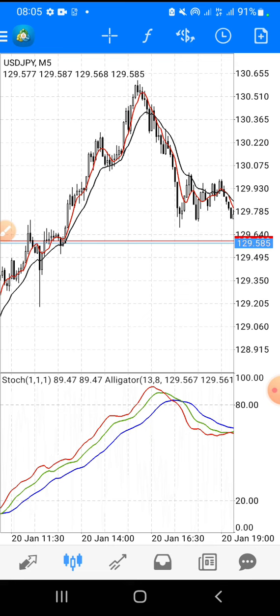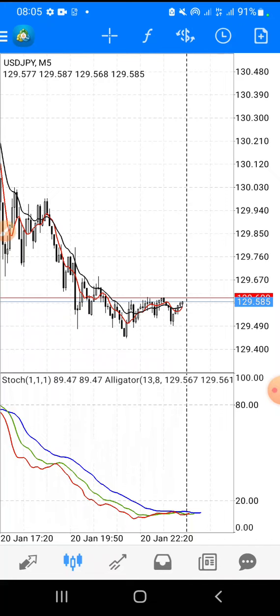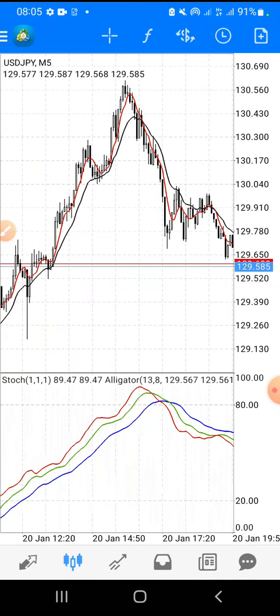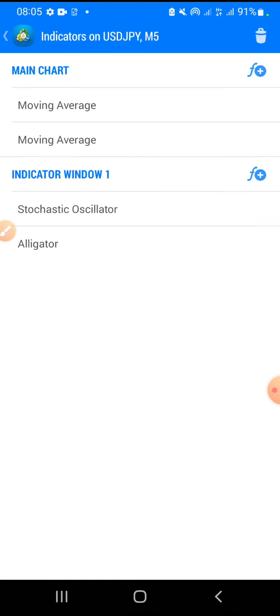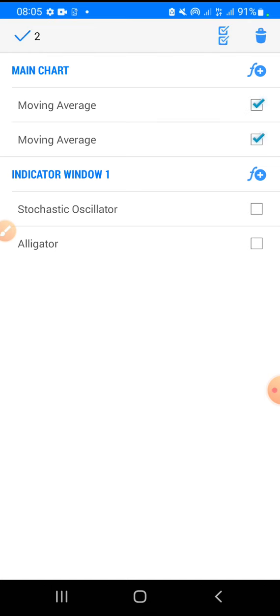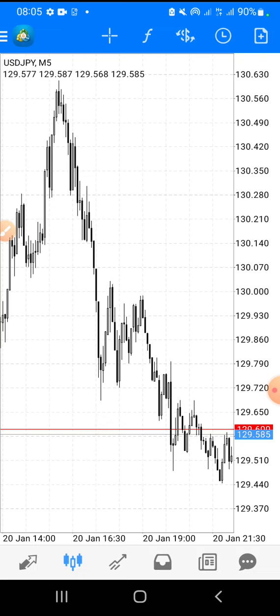This is how the strategy looks. Quite simple. You can scalp. You can make really a lot of money if you are patient, and if you are not, you can lose some money. So what I will do now is remove all these indicators so that we can do the step-by-step process of installing this strategy.